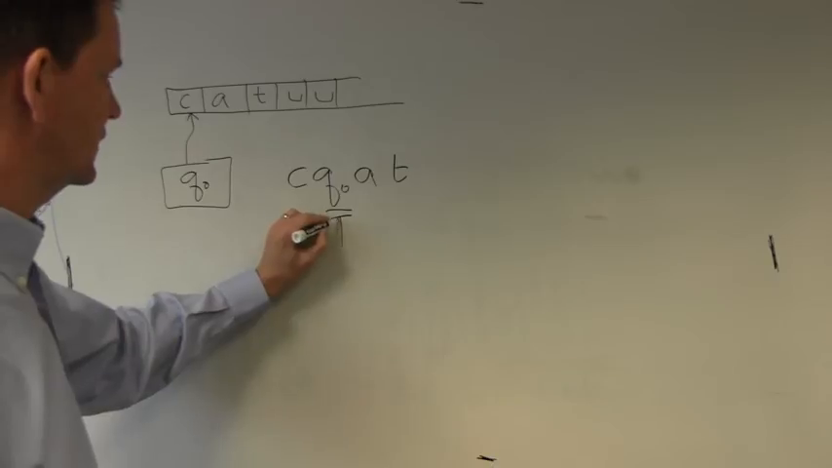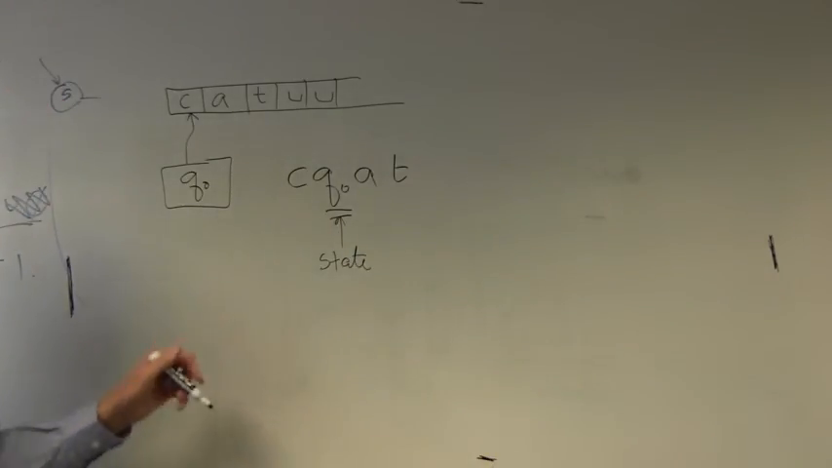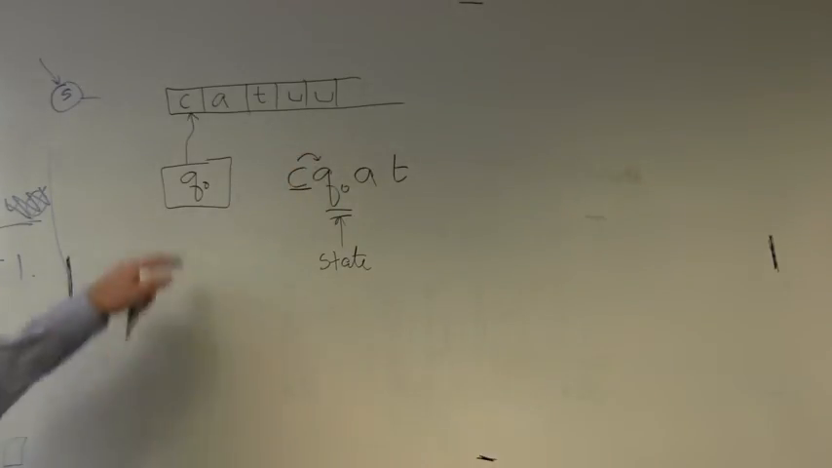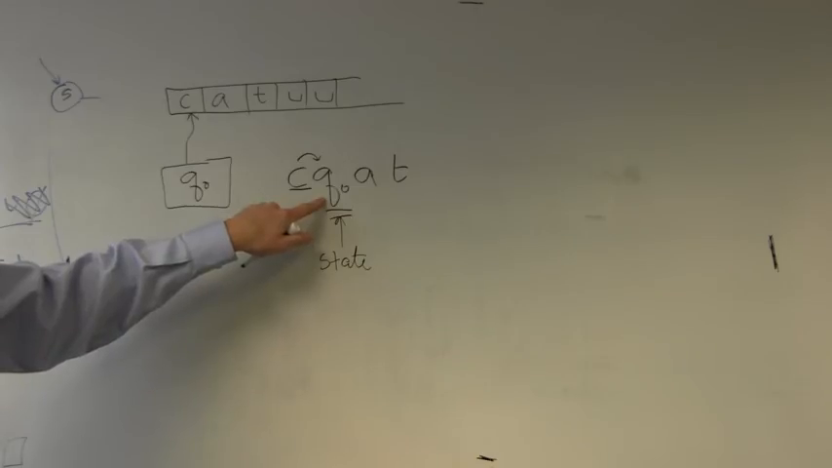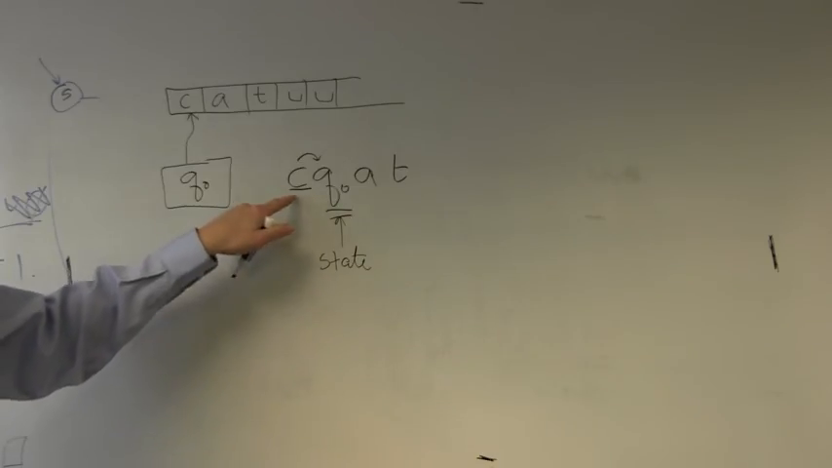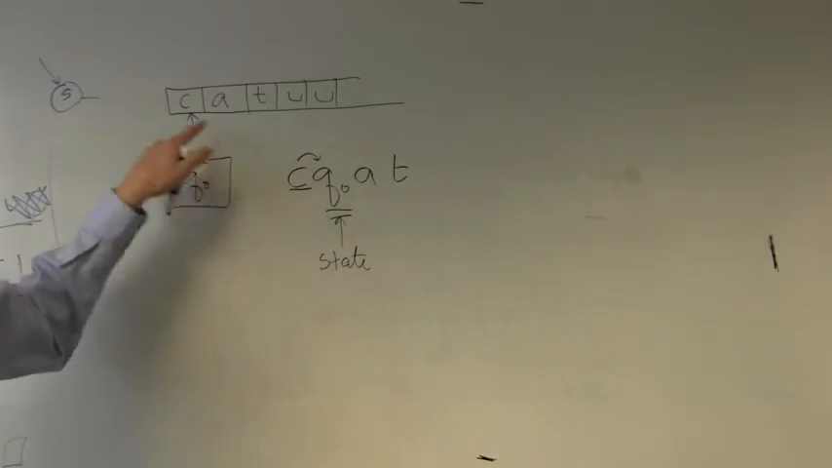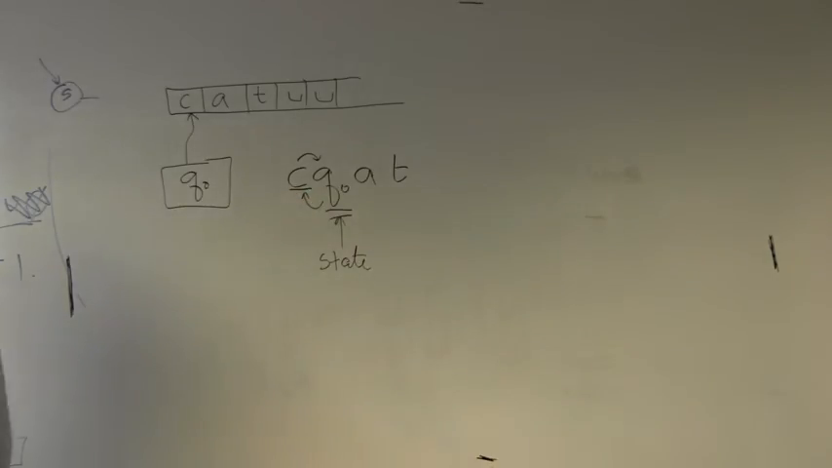So by convention, we're just going to write down the name of the state to the right of the letter that we're currently looking at. So since I'm looking at a C, I'm going to write down the name of the state to the right of that C, and this tells me that I'm looking at cat on the tape, I'm in state Q0, and I'm looking at the C because the state is written to the right of the letter I'm looking at.